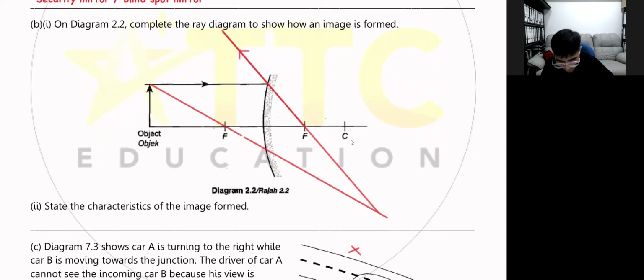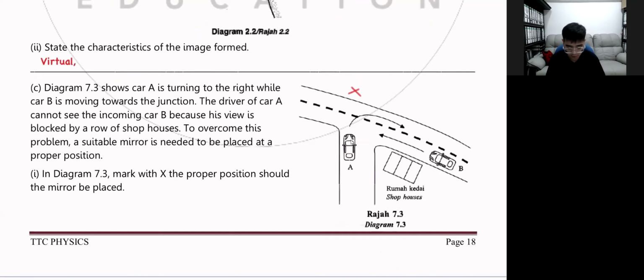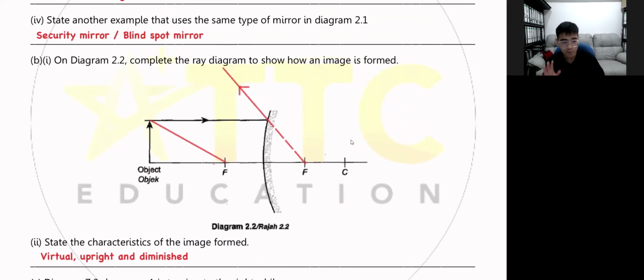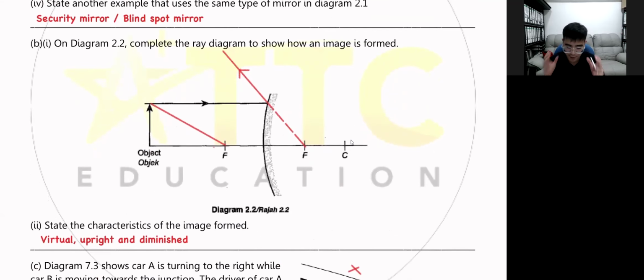Now, we haven't completed the answer yet, right? But actually, we can write the characteristics already. For question B2, the question asks, state the characteristics of the image. You can go and write immediately: virtual, upright and diminished image. It's for sure. No matter where you put the object, the image that comes out after reflection by this convex mirror will always be a virtual, upright, diminished image.